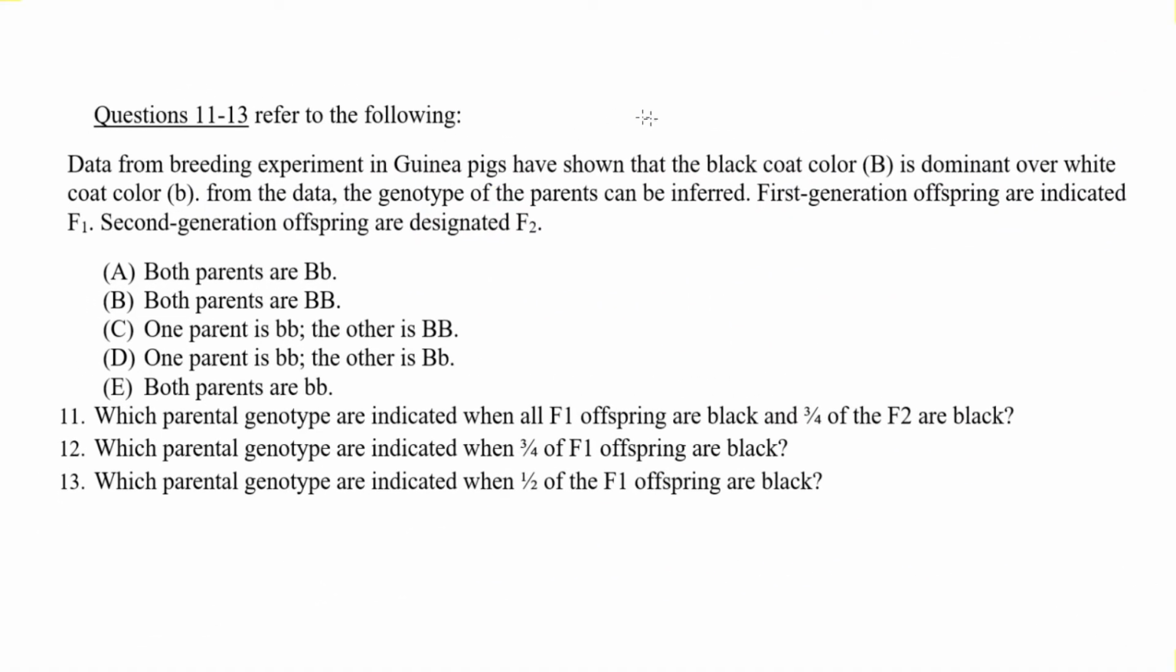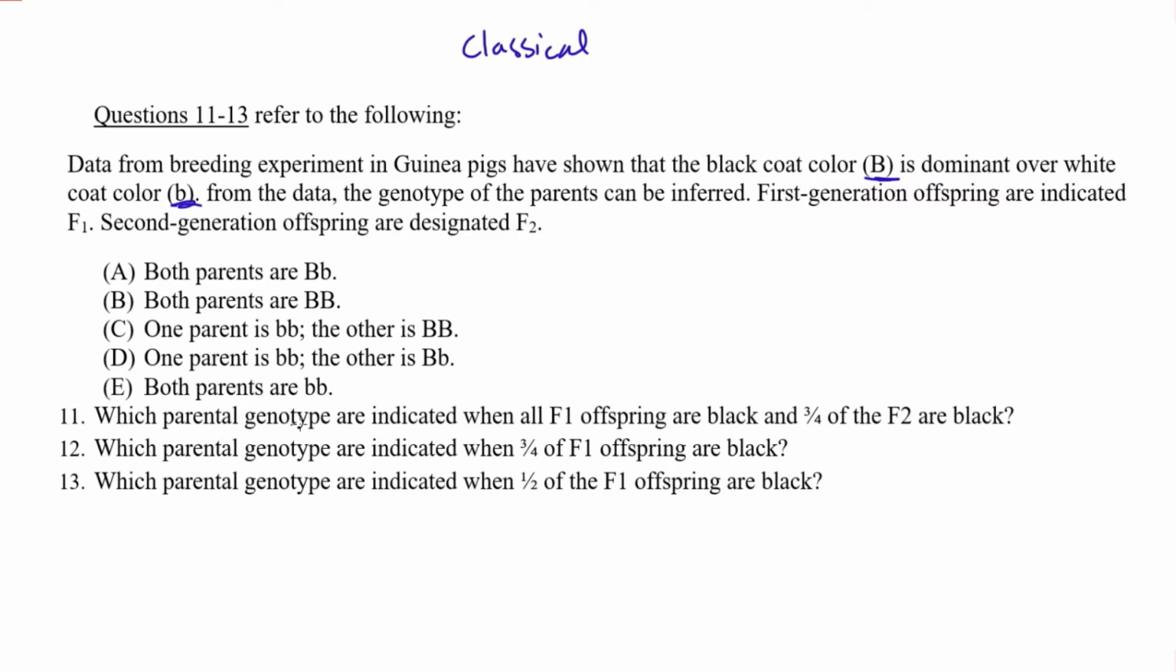Here, this question belongs to chapter 6, which is about classical genetics, about Mendel's work. Data from breeding experiments in Guinea pigs have shown that the black coat color B capital, don't forget that, is dominant over white coat color B small. From the data, the genotype of the parents can be inferred. First generation offspring are indicated by F1, while the second generation offspring are designated by F2. Here, you also have the five choices in advance.